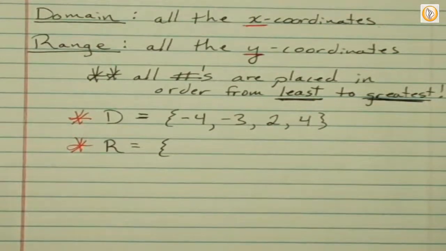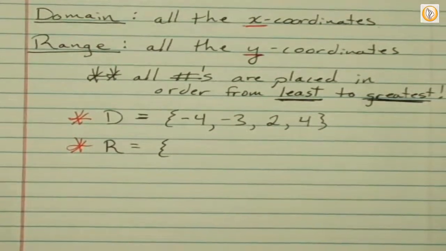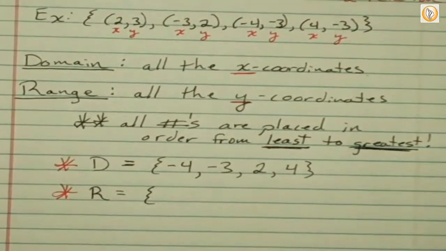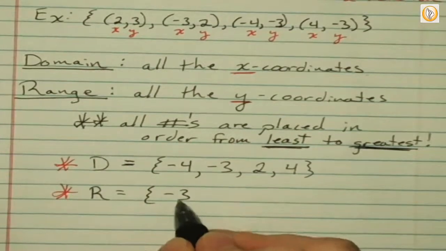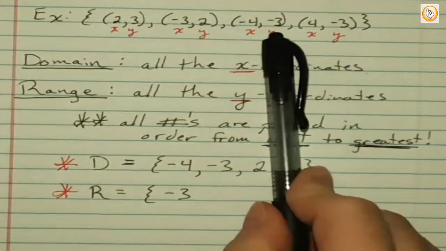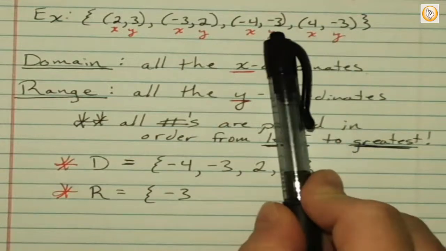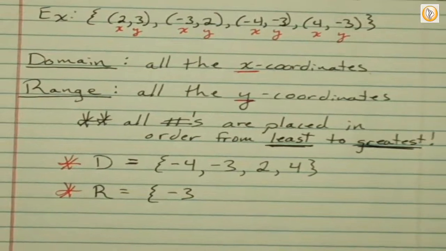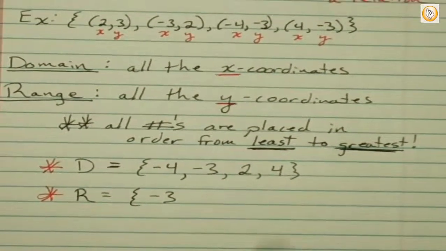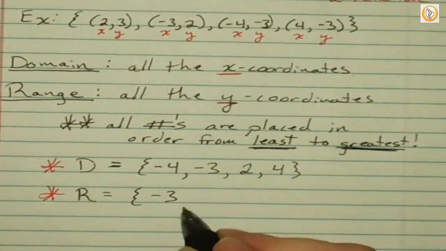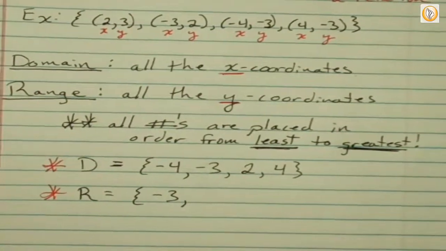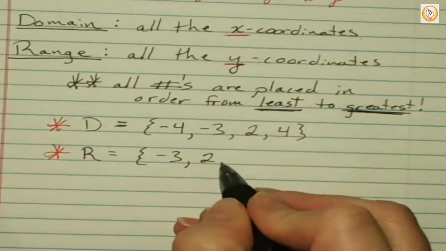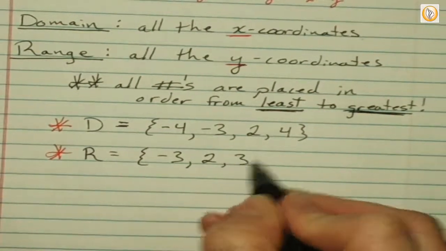So let's see. Cecilia, what would be my first range? -3. That's right. Now, notice there are two -3s. You do not duplicate it. If there's two -3s, she's already listed one, you're good to go. So what would be the next one? Aiden. 2. And then Taylor, what's the next one? 3. There you go.